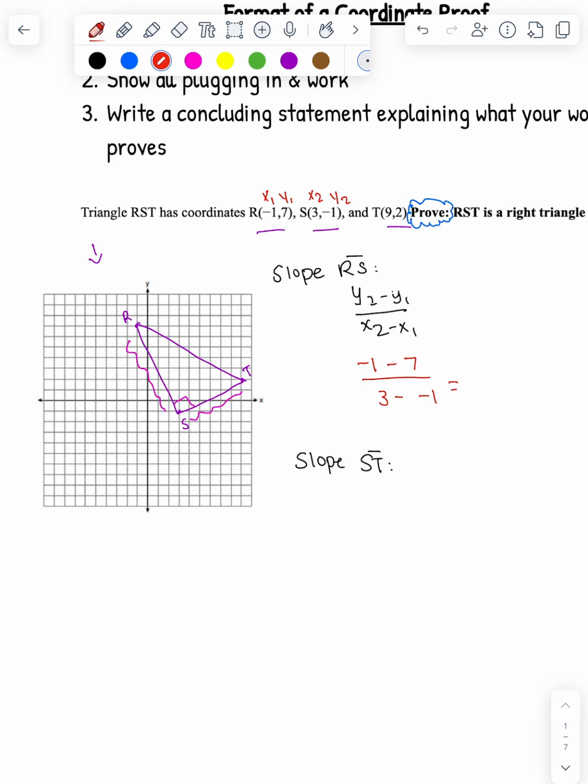So we have -1 minus 7, and that is -8. And I have 3 minus -1, which is 4. I'm sorry, that's a really bad looking 4. And that is -2. And then the slope of ST. So now I'm going to be using points S and T, so I'll just erase that so I don't get confused. X1, X2, Y1, Y2. I love to do that. And I already wrote my formula down, so I'm not going to write my formula again. I'm just going to plug in 2 minus -1 over 9 minus 3.